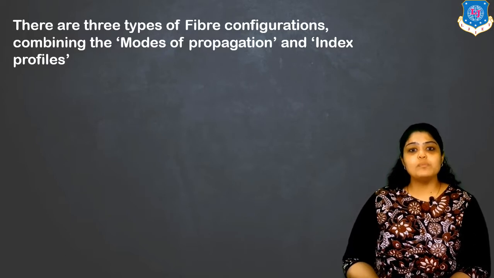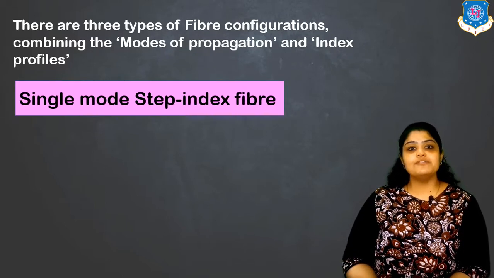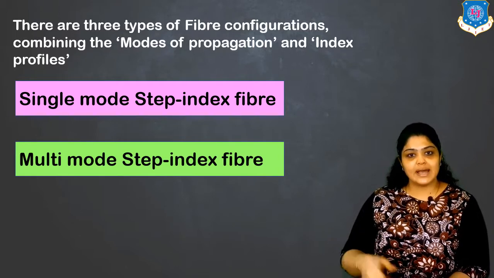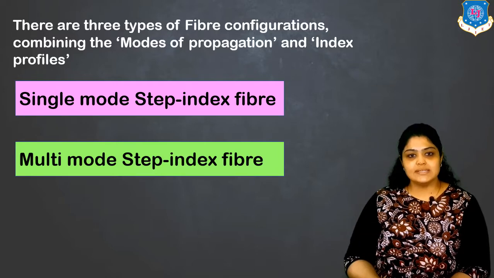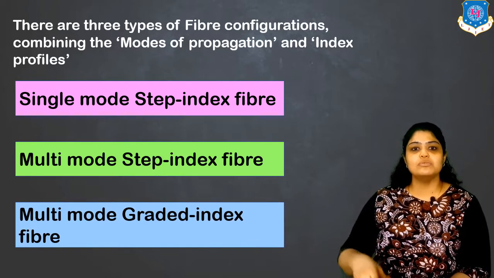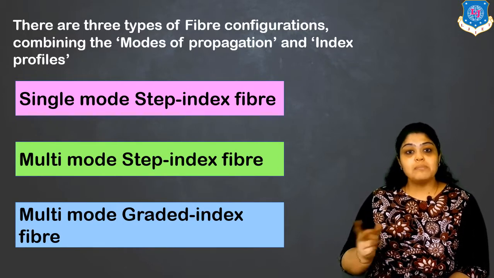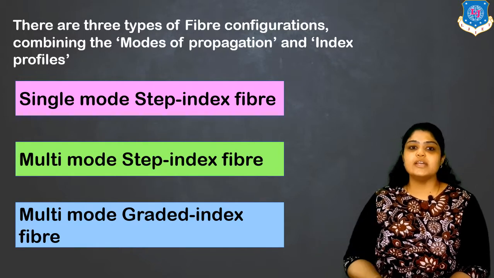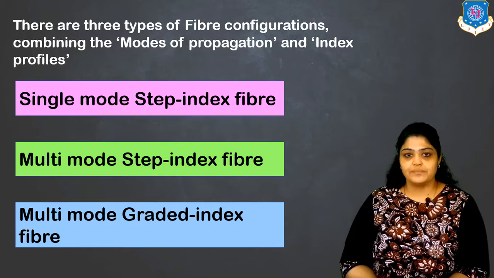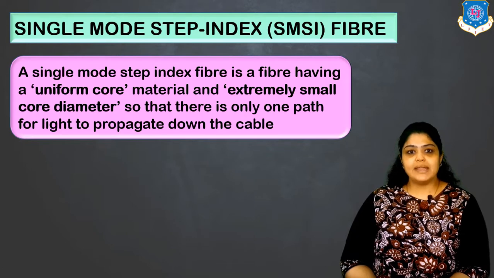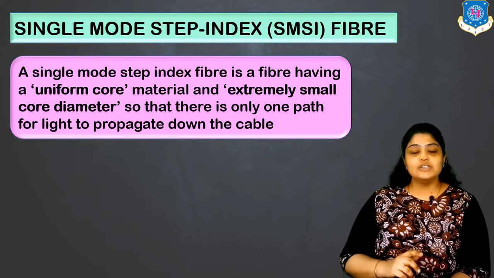So depending upon these two parameters, we have a total of three types of fiber configurations. The first one is known as a single mode step index fiber, SMSI. Then you have multi-mode step index, MMSI. Multi-mode is MM, step index is SI. The third one is known as multi-mode graded index fiber. So we have SMSI, MMSI, MMGI. These are the three configurations which we are going to study in detail today. Starting with the first one, that is single mode step index fiber, which is a combination of single mode.